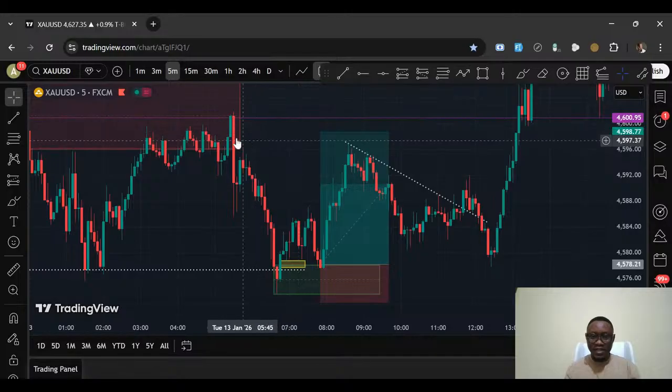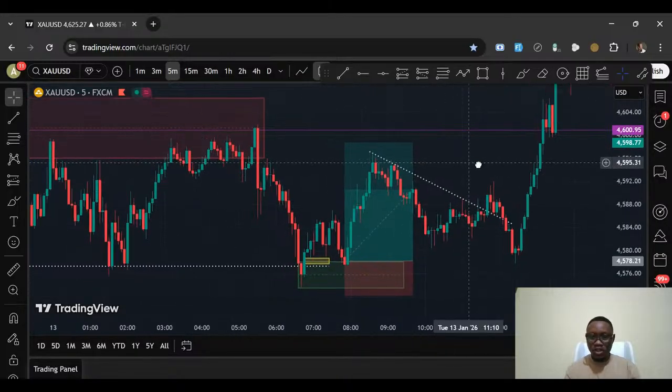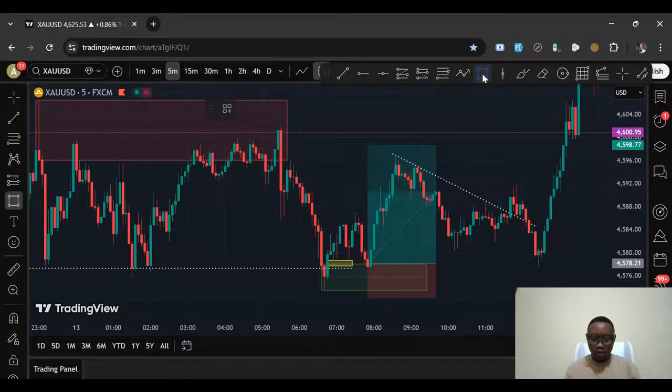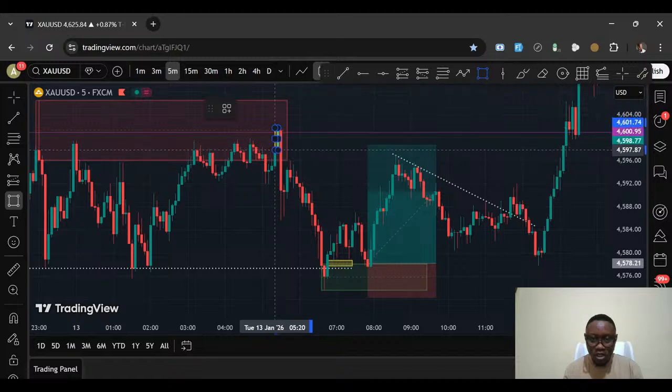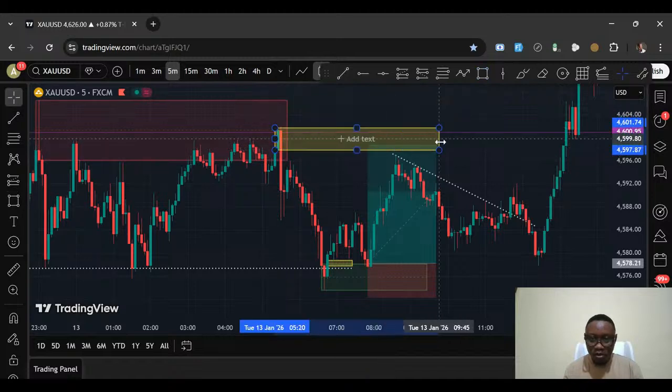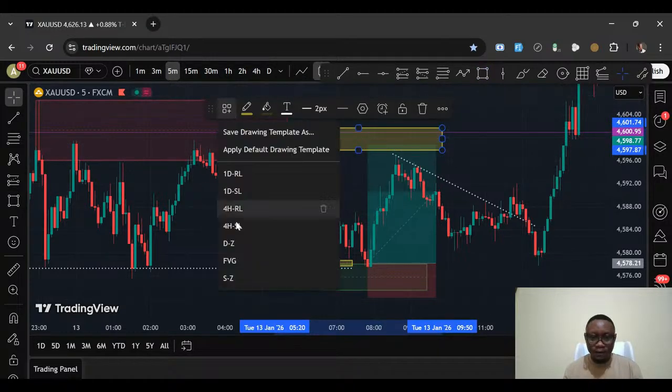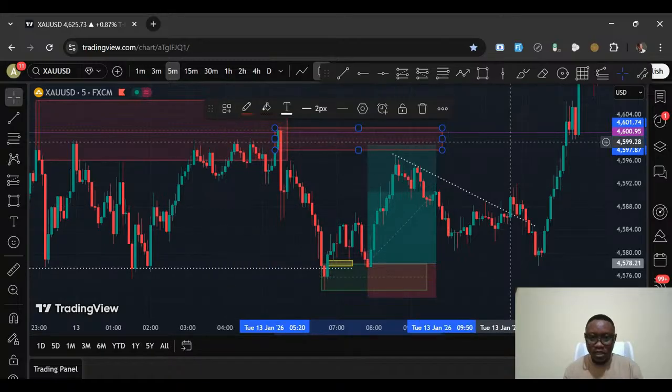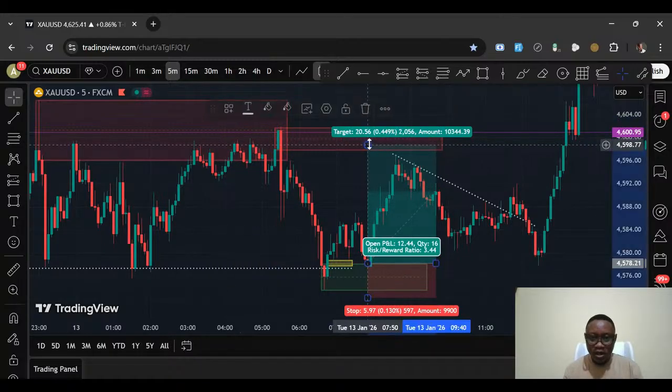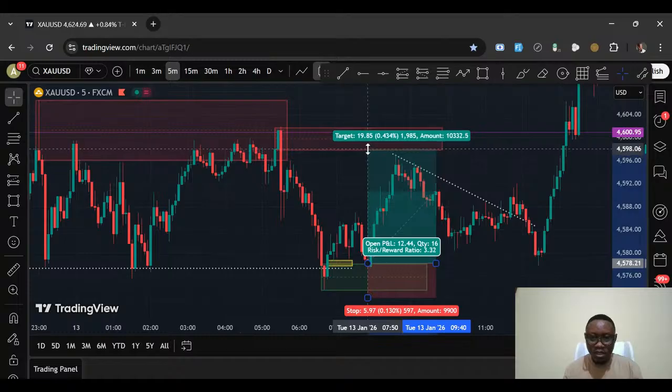Okay, I targeted this supply zone. If you look at it closely, there's a supply zone here on the 5 minutes time frame. This is a supply zone or a supply order block zone. This is another order block here, a supply order block. This is it, right? So that was where I targeted for my TP.